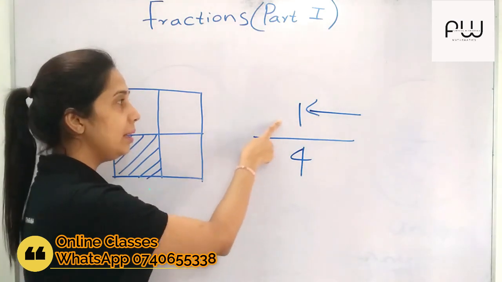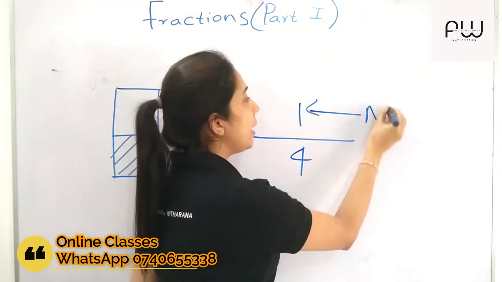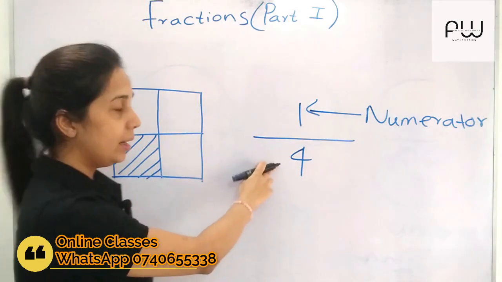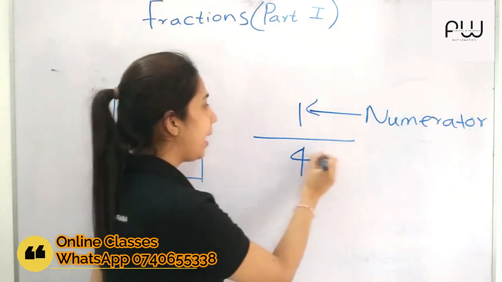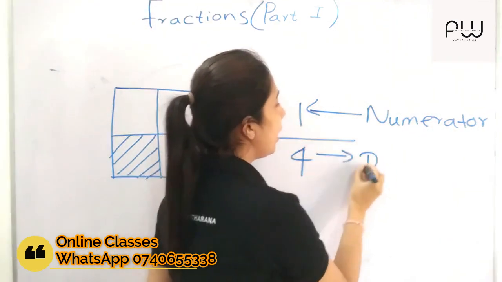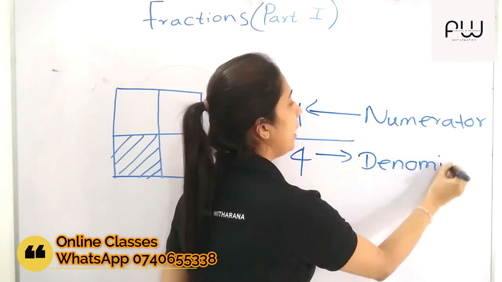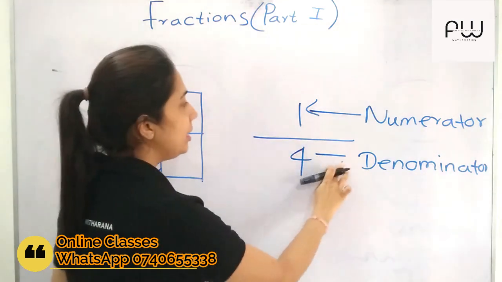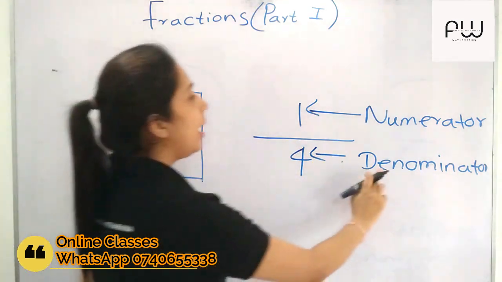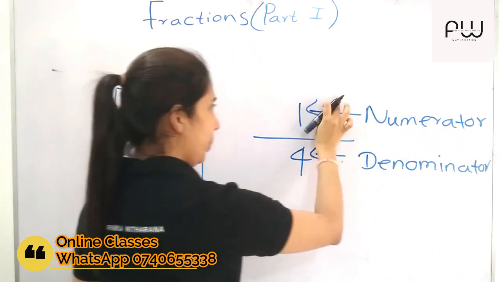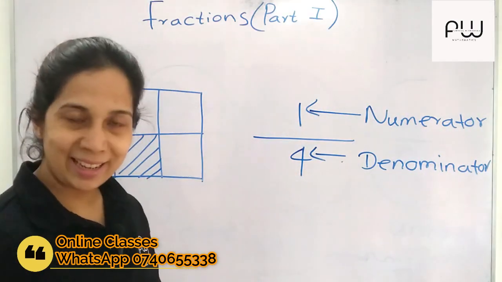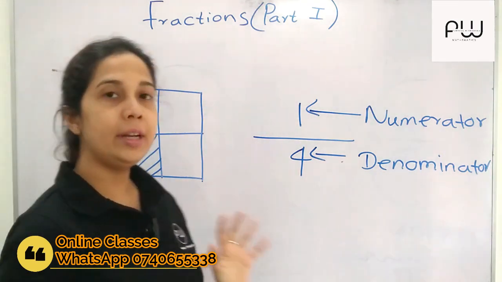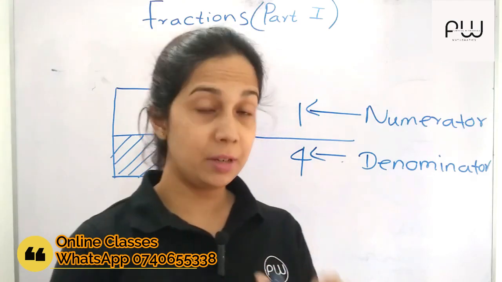Then this number we call the numerator. And this number below the line we call the denominator. How to call this one? Numerator. And this one we call the denominator. Numerator and the denominator. Got it?